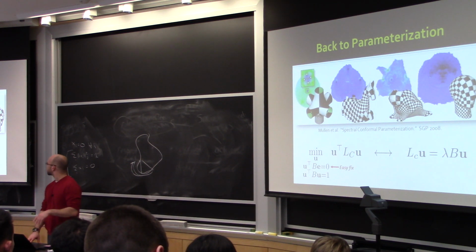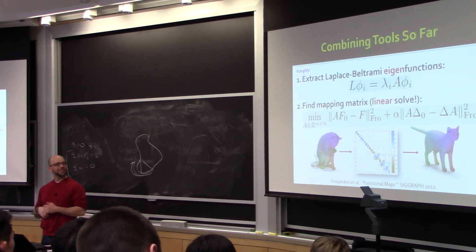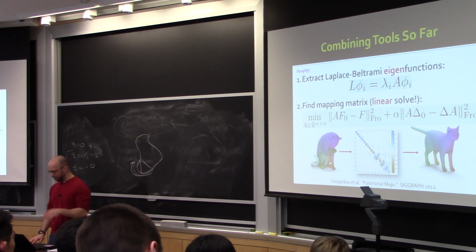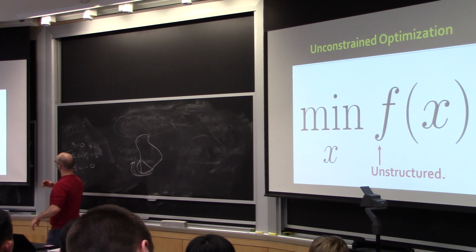I think I'm going to skip over this example because we're running a little late. There's a nice paper that combines all of these things together, computes eigenfunctions, and then solves a linear system to extract a map from one cat into another. It's kind of a fun read. It was actually one of my first papers as a graduate student. It was fun to work on.